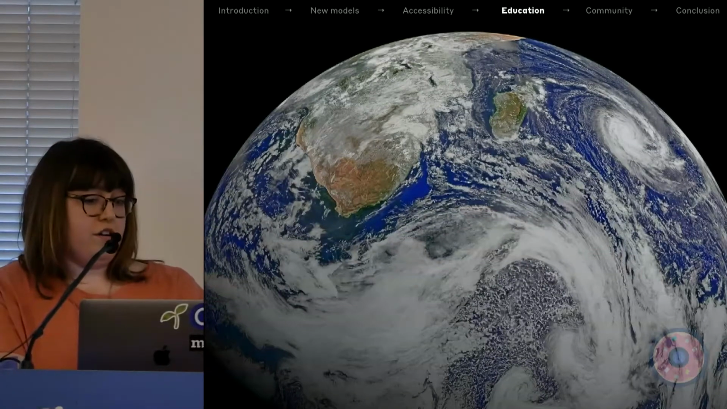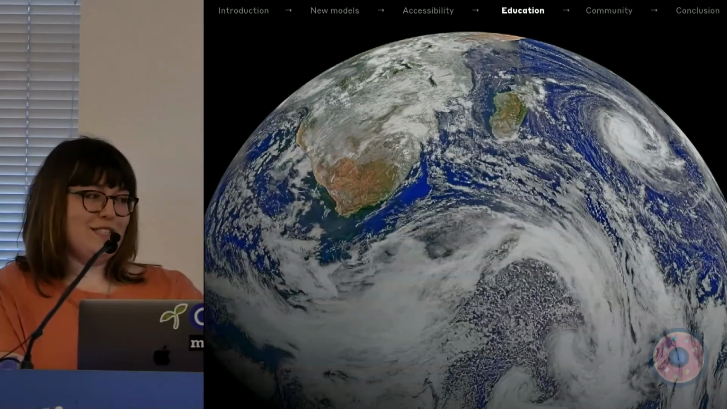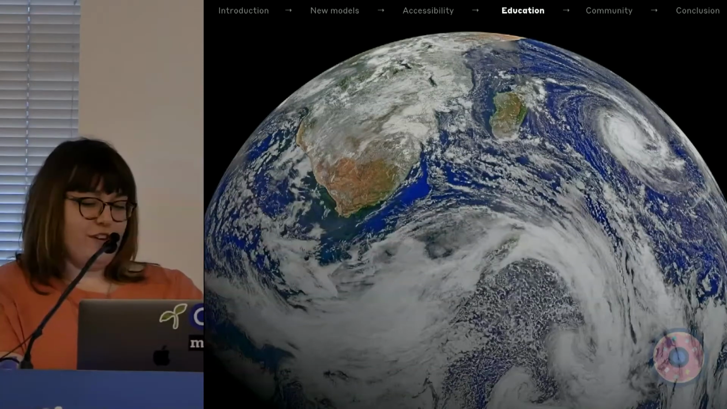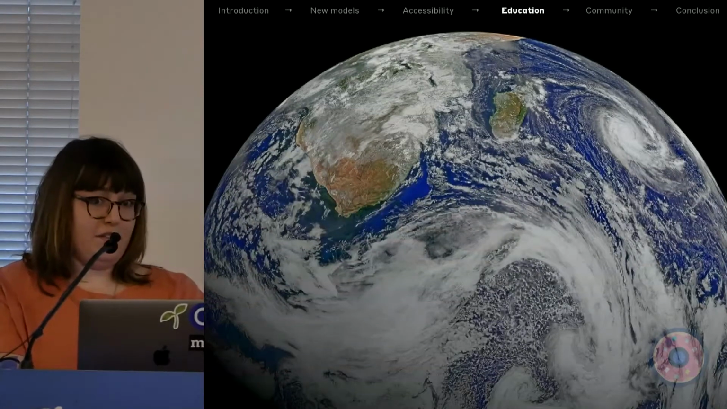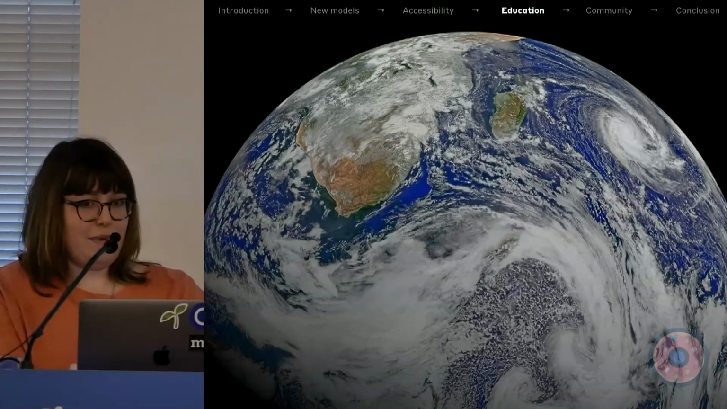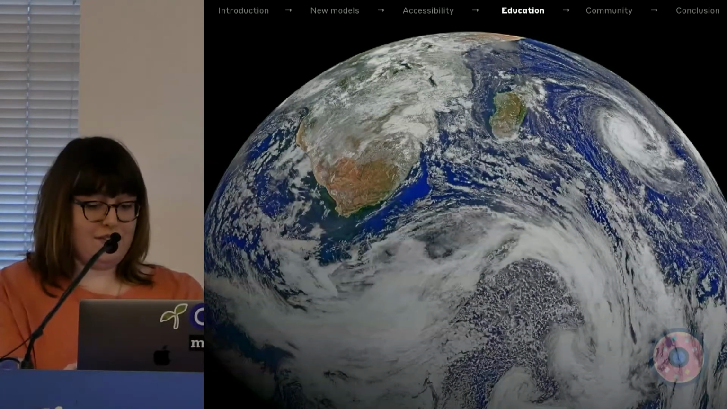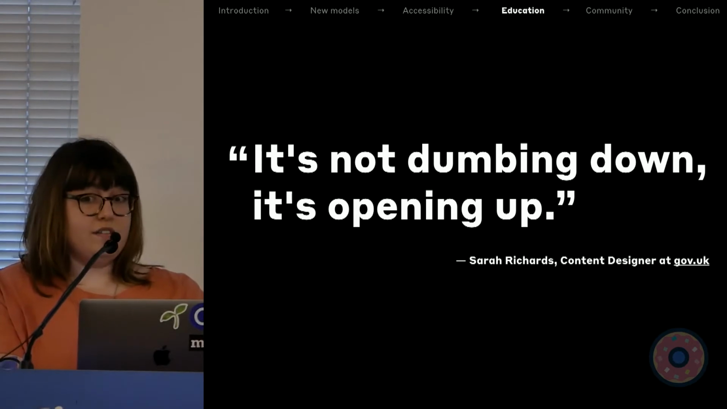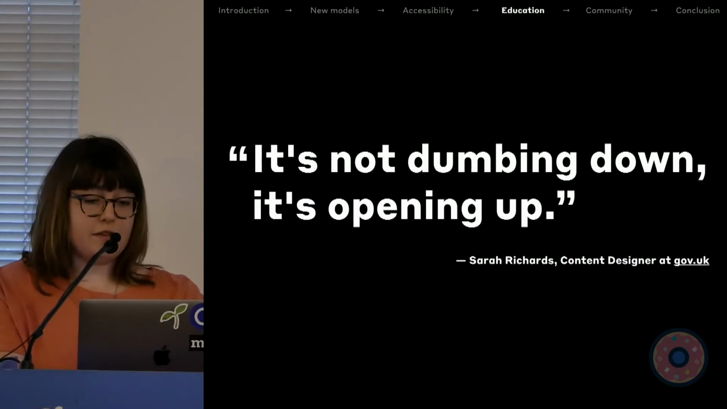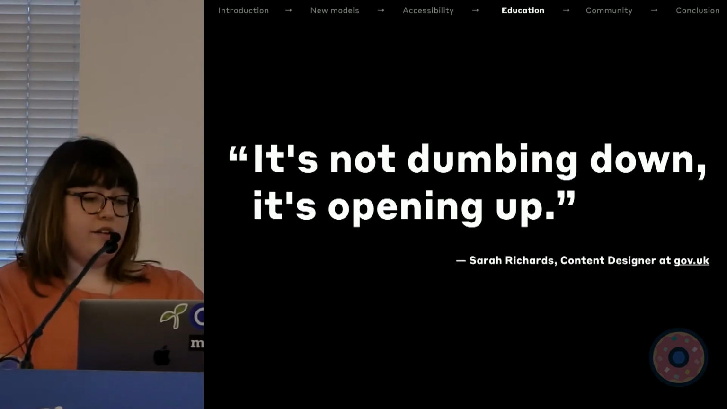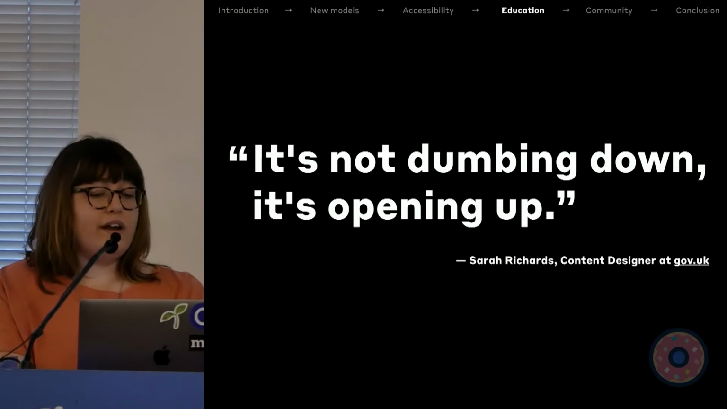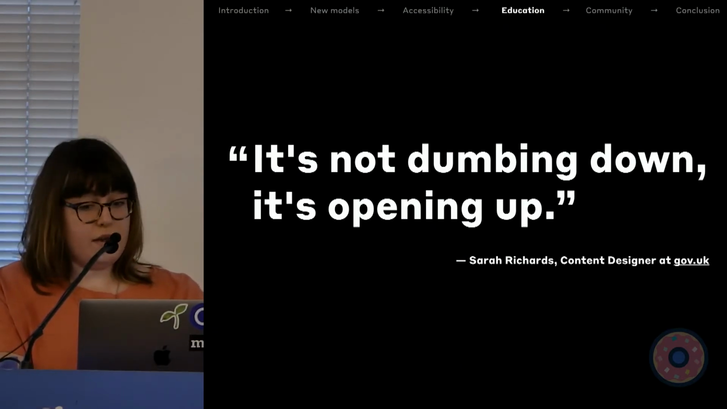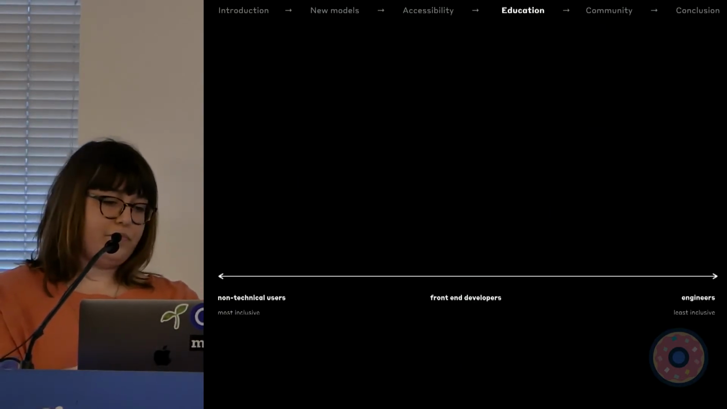Like, what if Twitter called themselves an asynchronous pub-sub messaging service instead of offering users the ability to see what's happening in the world right now? Language matters. Simple language is important. This is a quote from Sarah Richards, previously a content designer at gov.uk, and she's a big proponent of writing in clear language. And she says that it's not dumbing down, it's opening up. We are not writing clearly because people are dumb. We're writing clearly because we respect their time, interest, and attention.